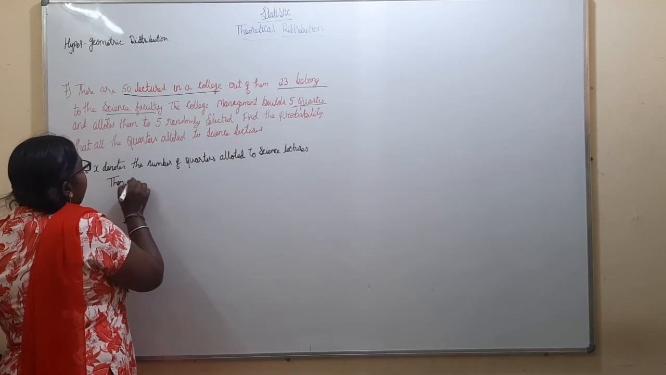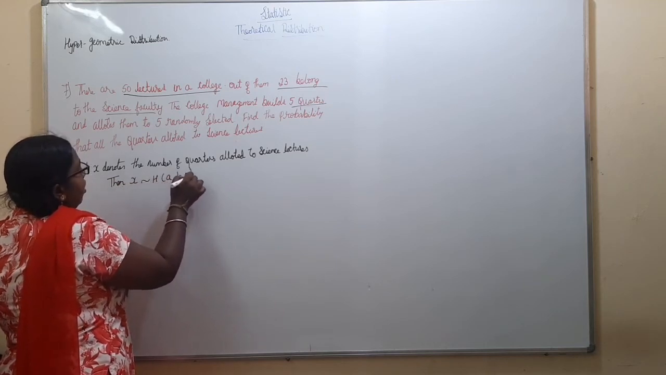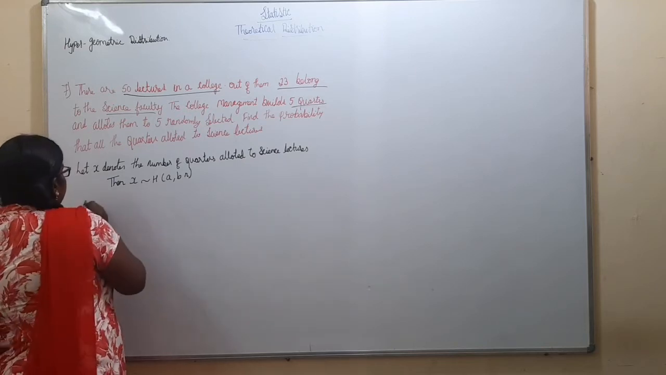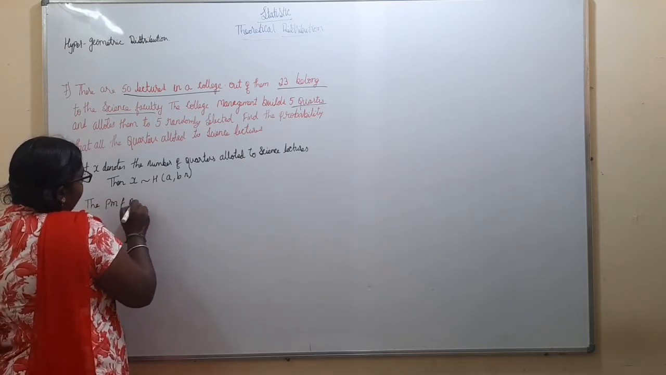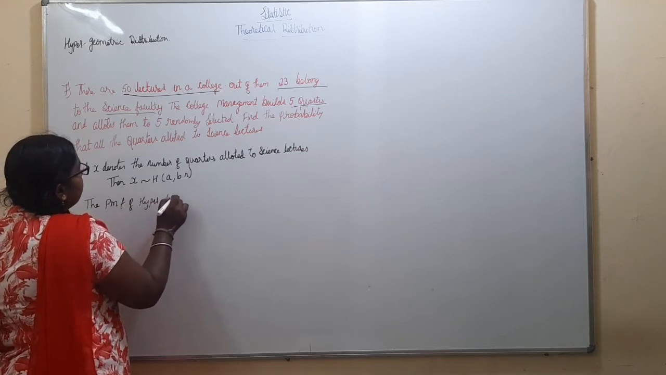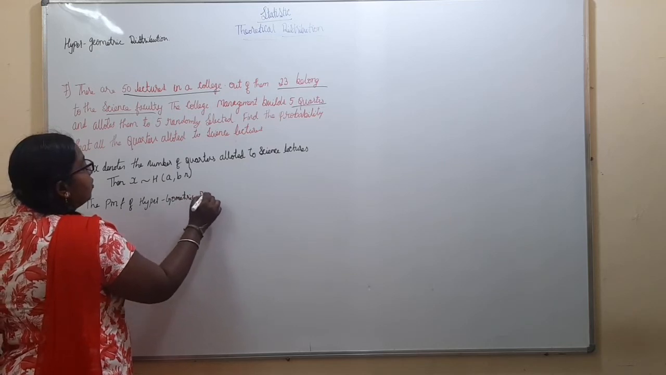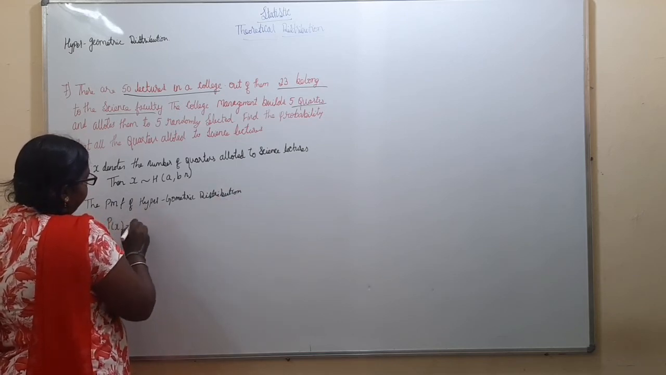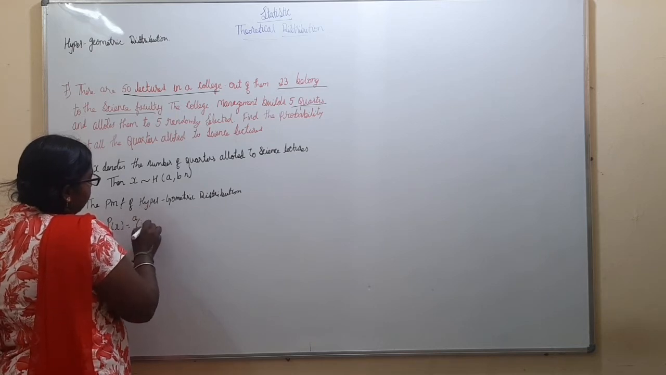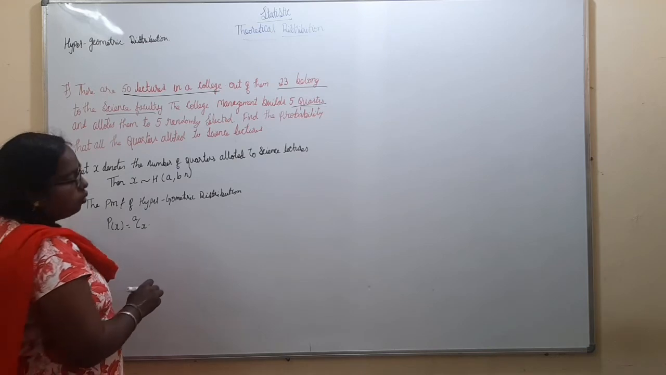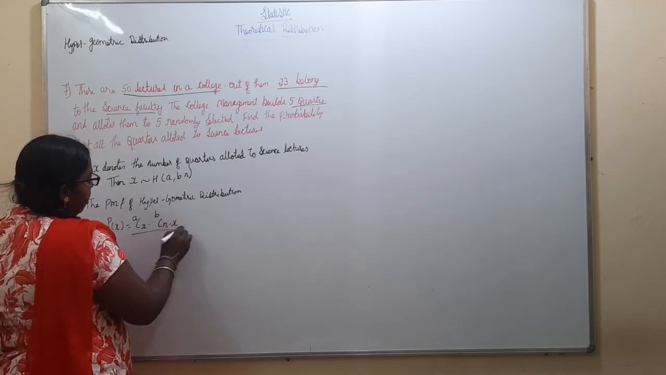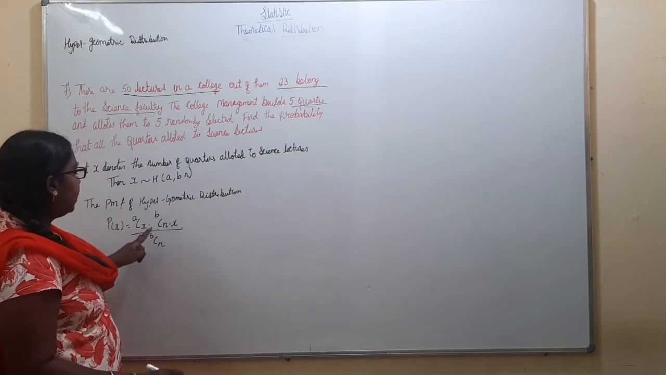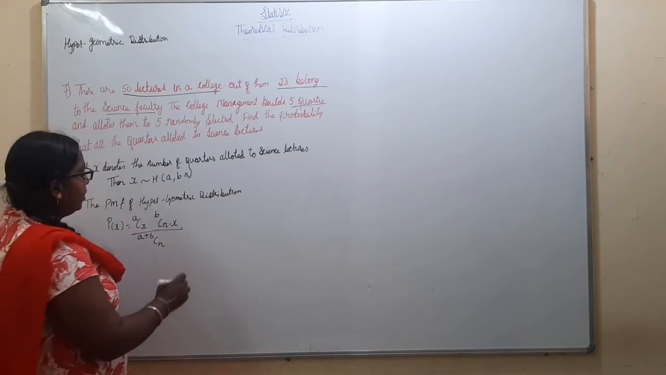Then X follows a hypergeometric distribution with parameters A, B, N. The probability mass function of the hypergeometric distribution is P of X equals ACX into BC(N minus X) divided by (A plus B)CN. Okay, this is the formula.